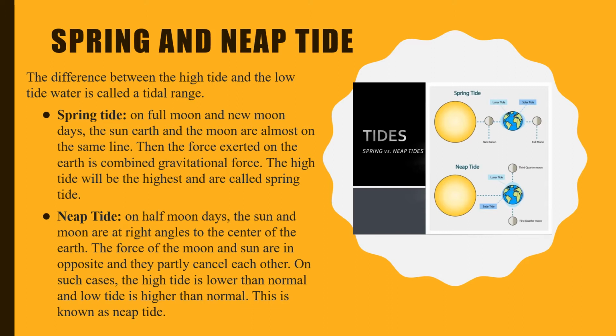Neap tide. On half moon days, the sun and moon are at right angles to the center of the earth. The forces of the moon and the sun are in opposition and they partly cancel each other. In such cases, the high tide is lower than normal and the low tide is higher than normal. This is known as neap tide.